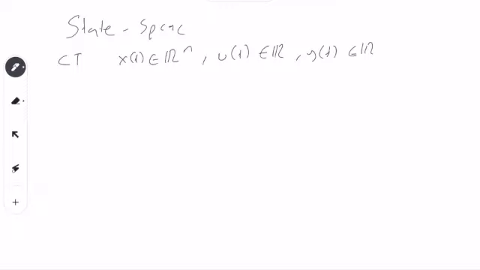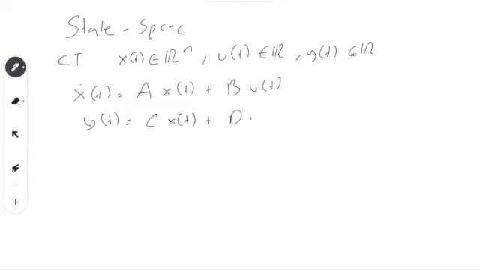Okay, so what we need to do is first define a state evolution equation using the state and input variables, such that x dot of t is equal to A x of t plus B u of t. A is a square matrix and B is a column vector. And we have an output equation, which is y of t is equal to C times x of t plus D times u of t.